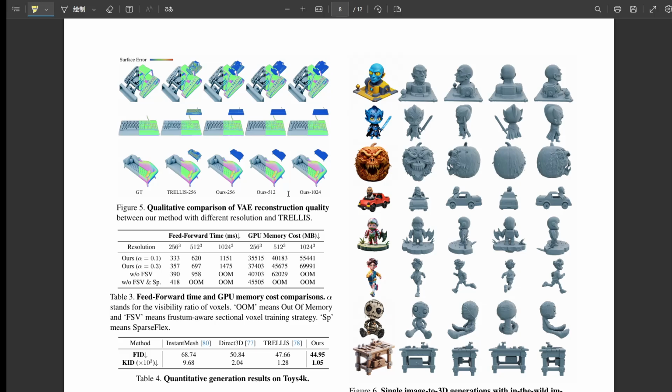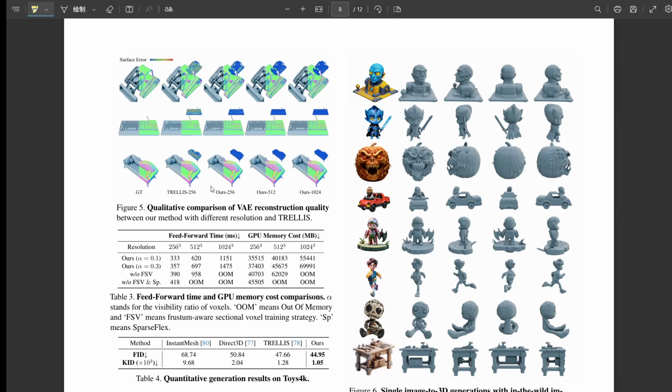Okay, so we've got this efficient sparse representation and a clever view-dependent training strategy. How do they package this all up? The paper mentions a SparseFlex VAE architecture. Right. So they take these core ideas, the SparseFlex representation and the frustum-aware training, and build a variational autoencoder, a VAE, around them. The goal of any VAE basically is to learn a compressed, meaningful latent space representation of the input data. In this case, 3D shapes encoded using SparseFlex.